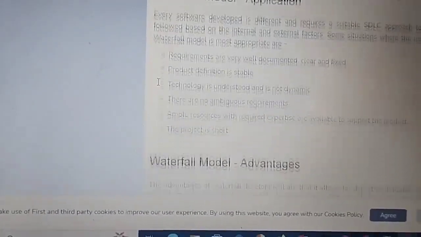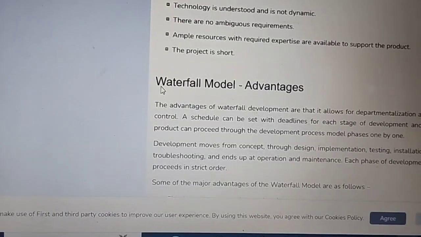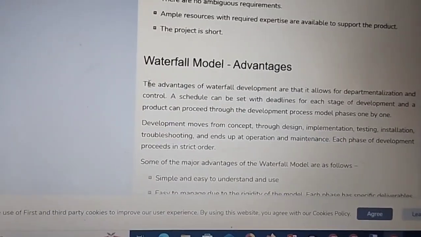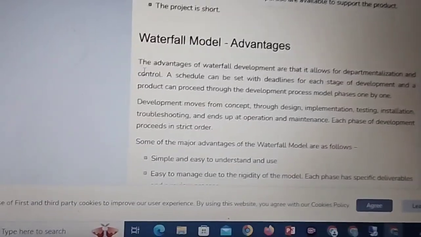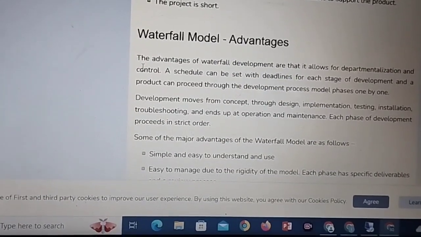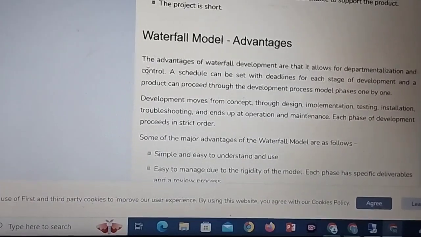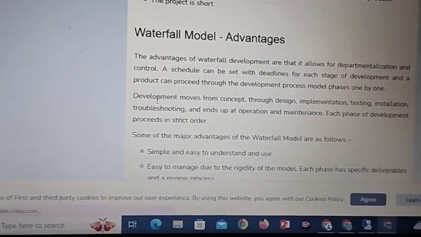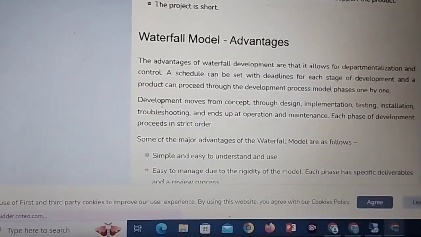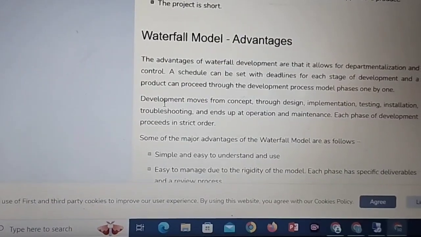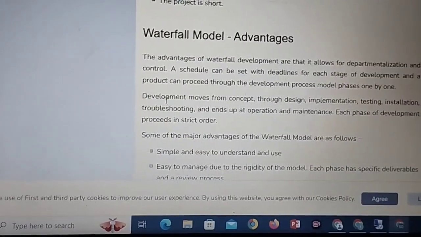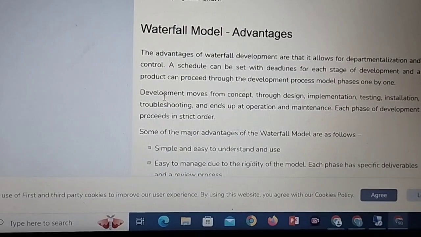Waterfall model advantages. The advantages of the waterfall model are that it allows for departmentalization and control. A schedule can be set with deadlines for each stage of development, and a product can proceed through the development process model phases one by one.